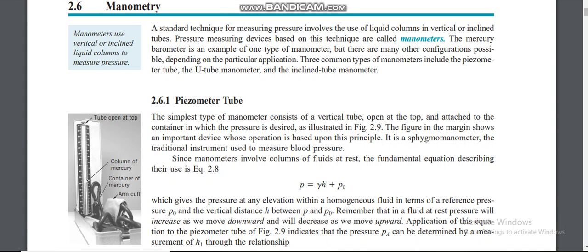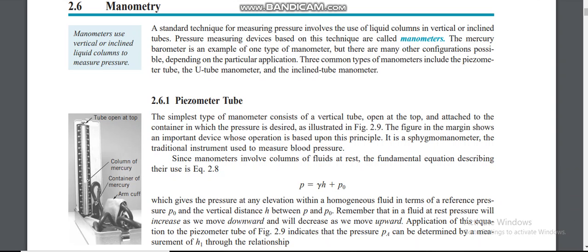Hey, today we are discussing manometry. So, what is a manometer? Manometers are devices used to measure pressures, and normally they are called barometers or pressure measuring devices. Okay? Manometers use vertical or inclined liquid columns to measure pressures. So, we have different types of manometers.